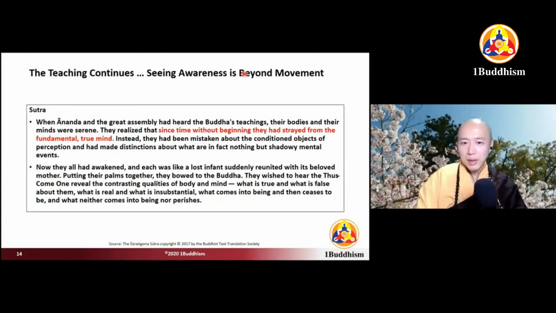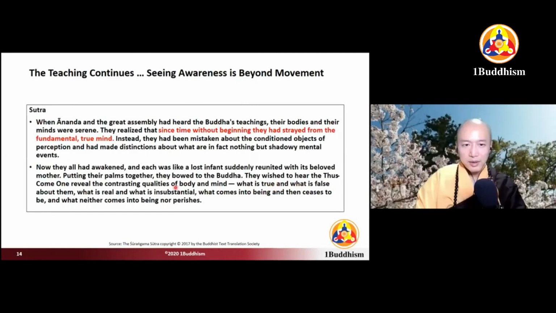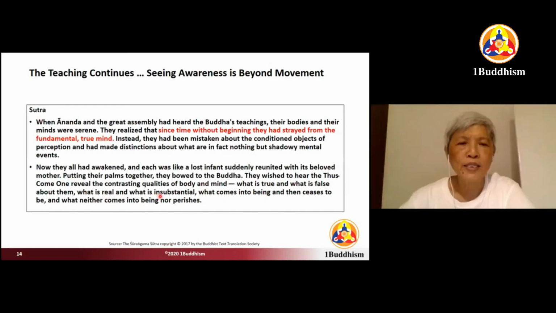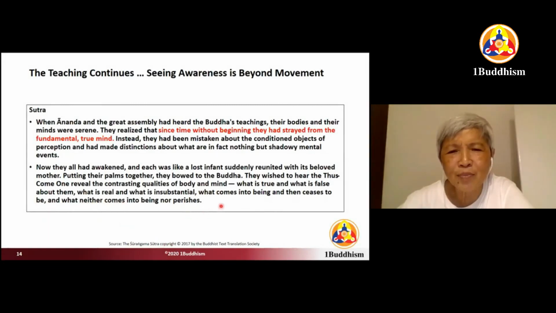These are the keywords. One more time. Between the physical body and the true mind, which one is true and which one is false? The true mind is true. The physical body is false. Good. And between the physical body and the true mind, which one is real and which one is insubstantial? The true mind is real and the body is insubstantial. Yes. And which comes into being and then ceases to be, meaning impermanent, and which is neither coming nor going? The physical body comes into being and then ceases to be, and the true mind neither comes into being nor perishes.